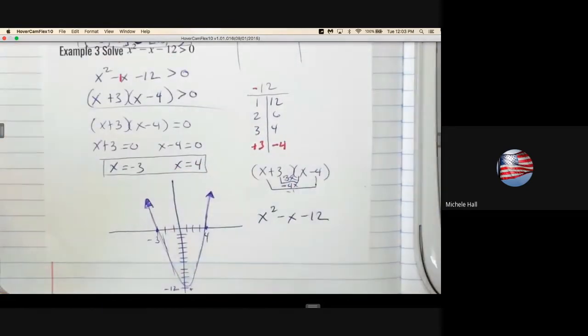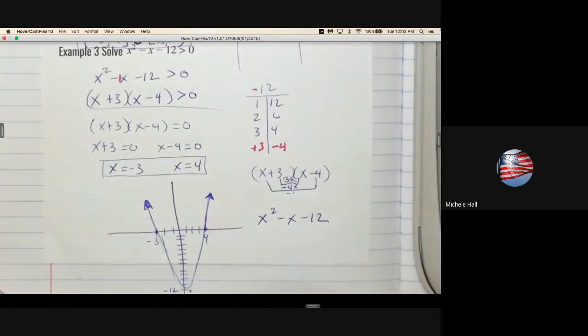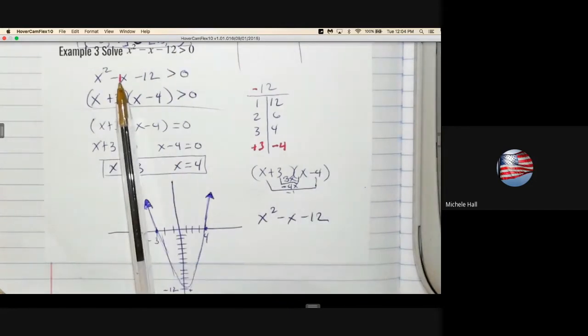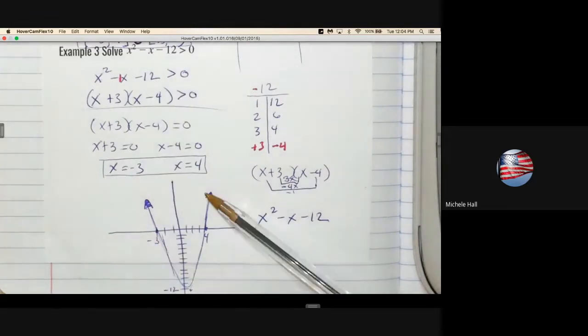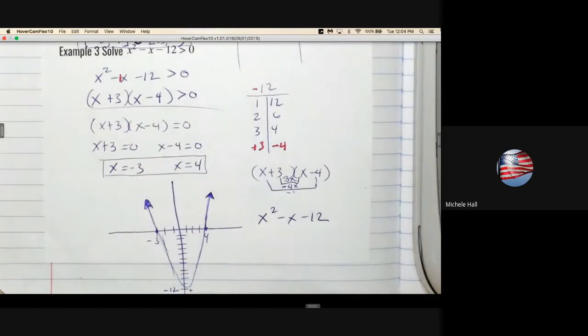All right, we've sketched our parabola. We have our solutions of -3 and 4. We're ready to answer the question. The question says, where is the parabola greater than 0? Here's my parabola. Where is it greater than 0? That is y equals 0. Y equals 0 is right here.